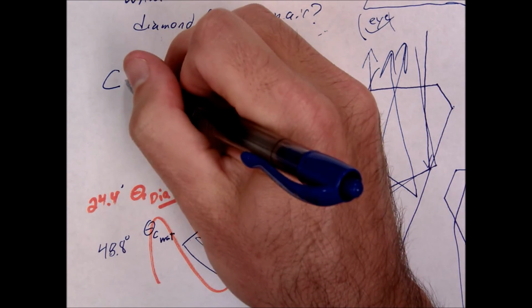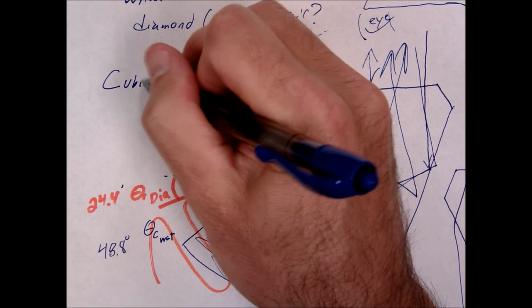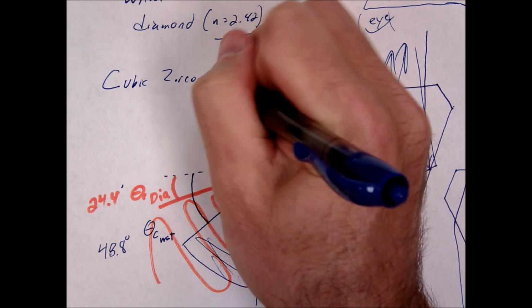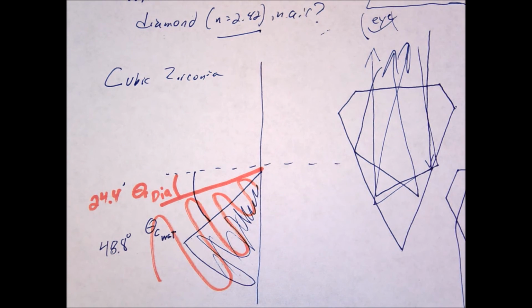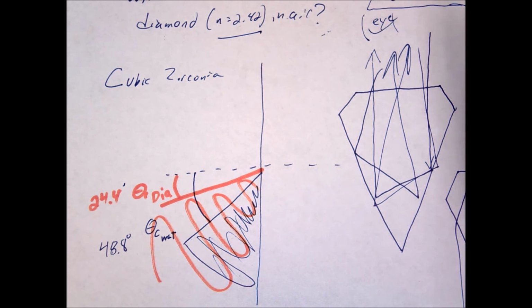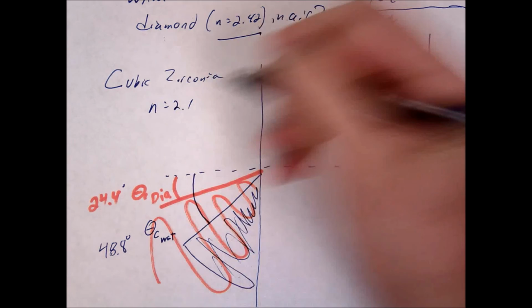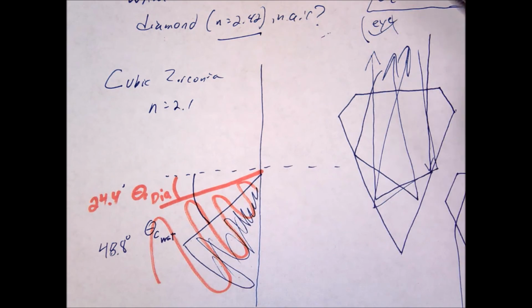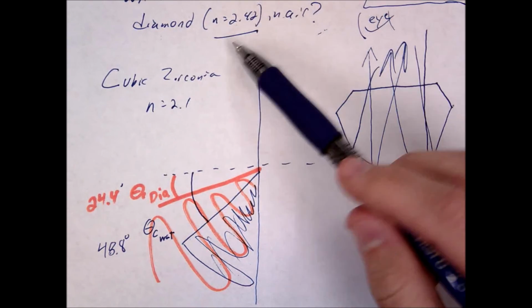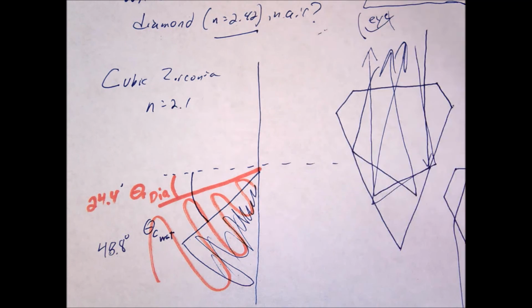Okay, cubic zirconia. So cubic zirconia, CZ, right? Those have an index of about 2.1. So it's going to be shinier than glass, but it's still not going to have the reflective properties of a diamond.